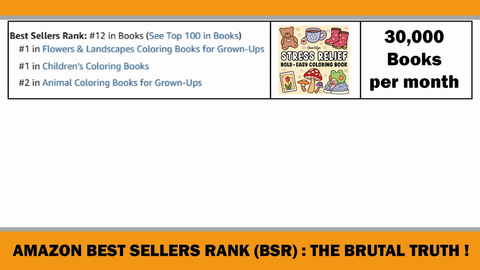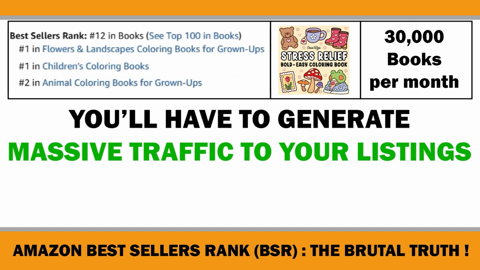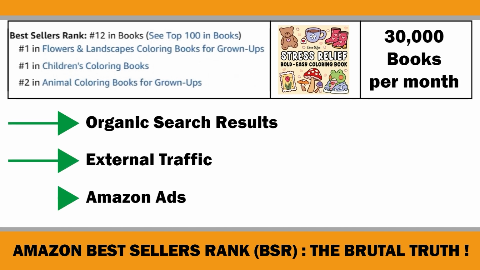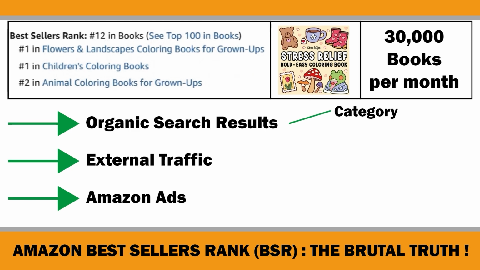To hit such impressive sales numbers, you will first need a high quality book, and then you will have to generate massive traffic to your listings. This traffic can come from three main sources: organic search results for your targeted keywords, external traffic you drive to your Amazon listings, or paid Amazon ads. For organic search visibility, you must carefully choose your product category and optimize your book's title, cover, description, backend keywords, A+ content, and more. However, relying solely on organic efforts won't be enough to achieve such high sales volumes initially, even if you have created the best book with top-tier listing optimization.